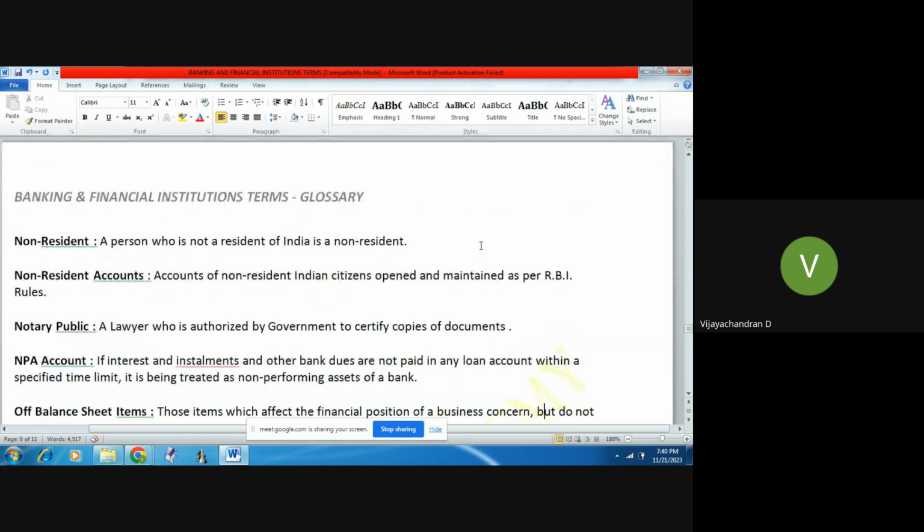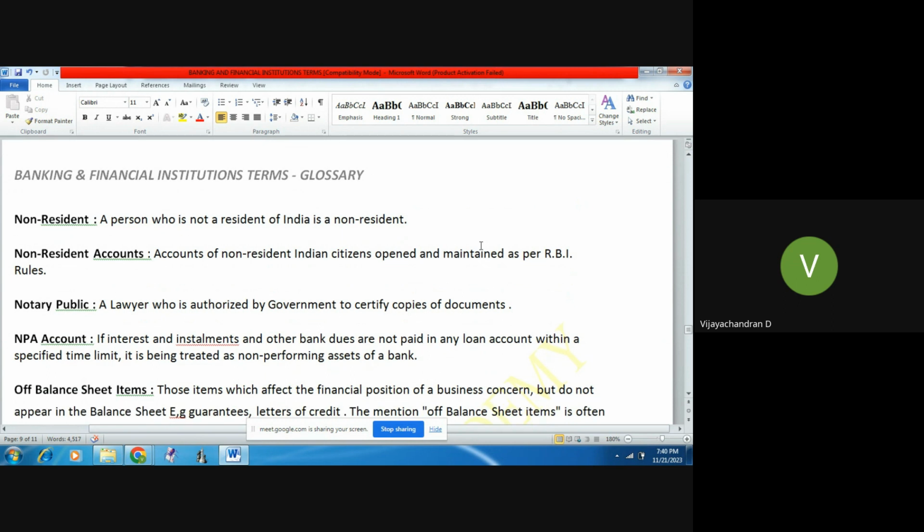Non-resident means he is not a resident. As per Section 6, those who live in India for a period of 182 days will be a resident in India. If he stays in India for less than 182 days, he will be a non-resident.